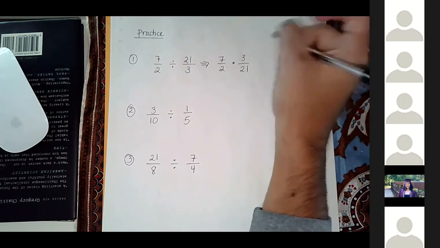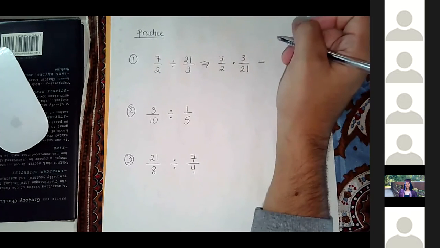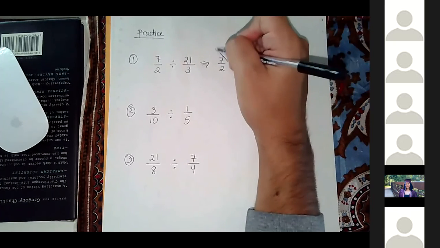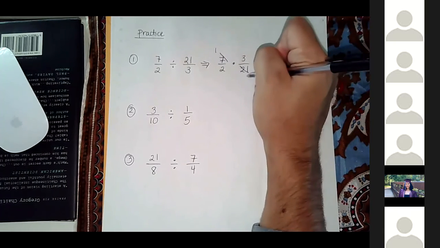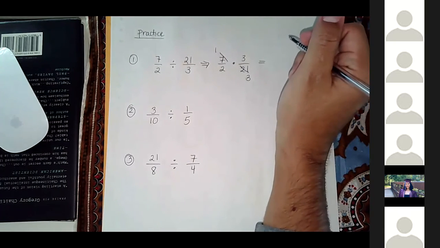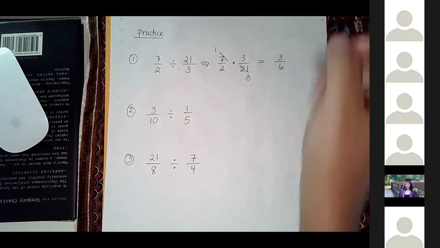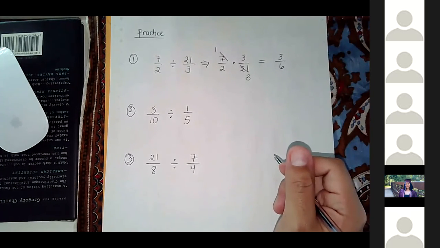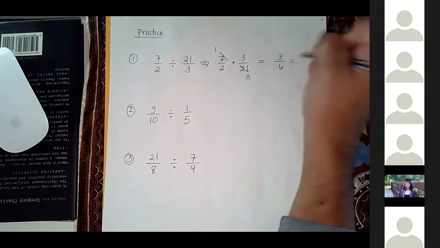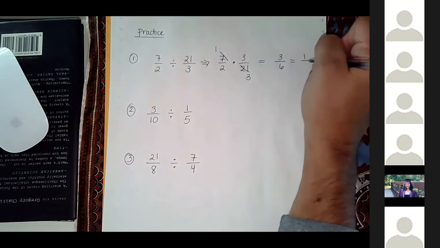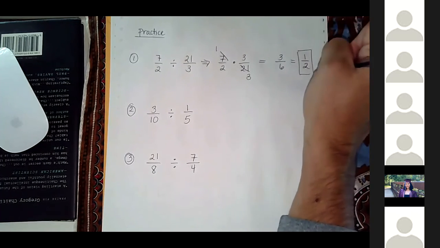3/21. And then in my head, I'm going to cancel this out, call that a 1, call this a 3. And I should get 3/6 for that first one. But then the 3's cancel out. And then can we simplify that to 1/2? Half. Yeah.